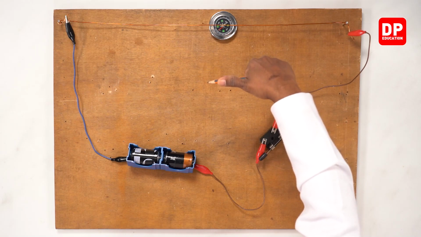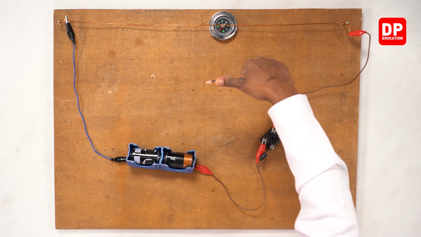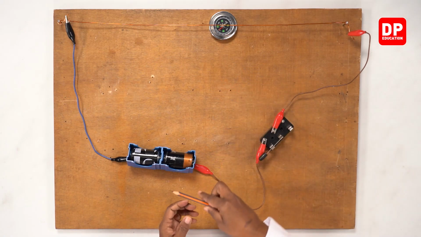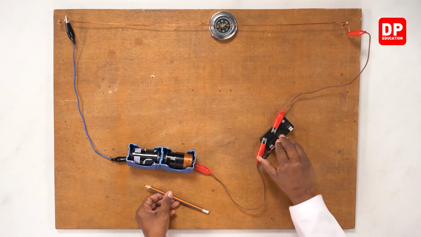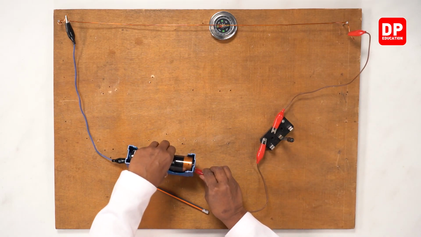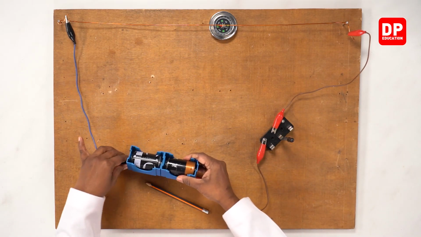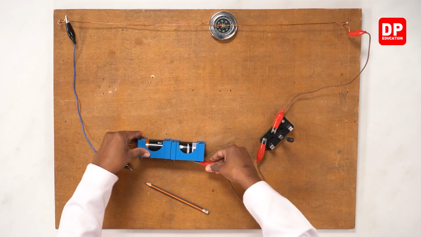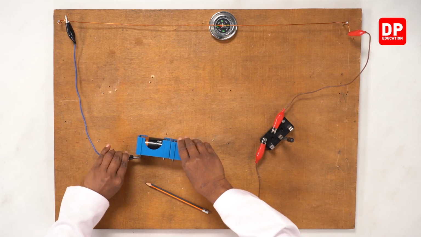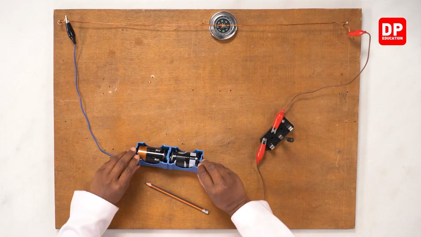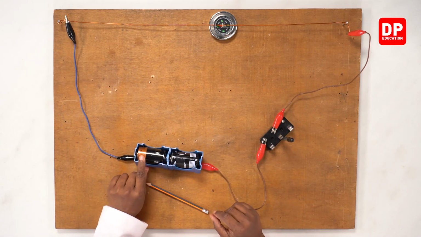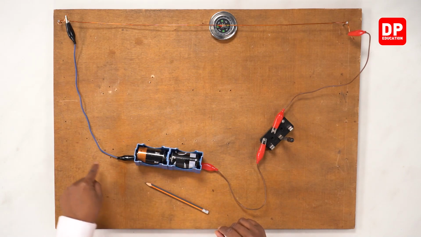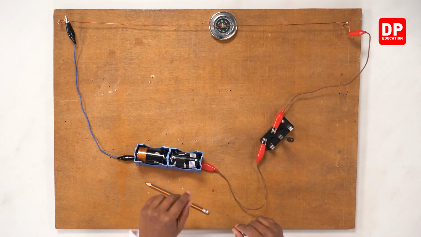Is that clear, students? Then what will happen if we change the terminals of the battery? Let's see. I'll open the switch. I'll change the terminals of the battery. Now here you can see this is the positive terminal, this is the negative terminal. So current will flow in this direction.